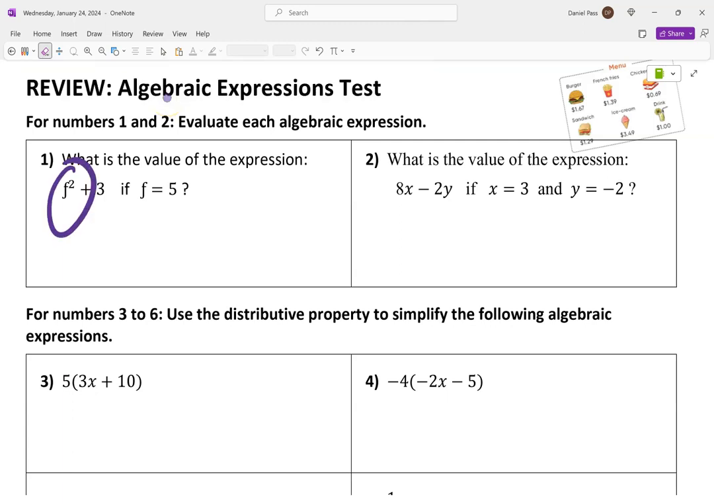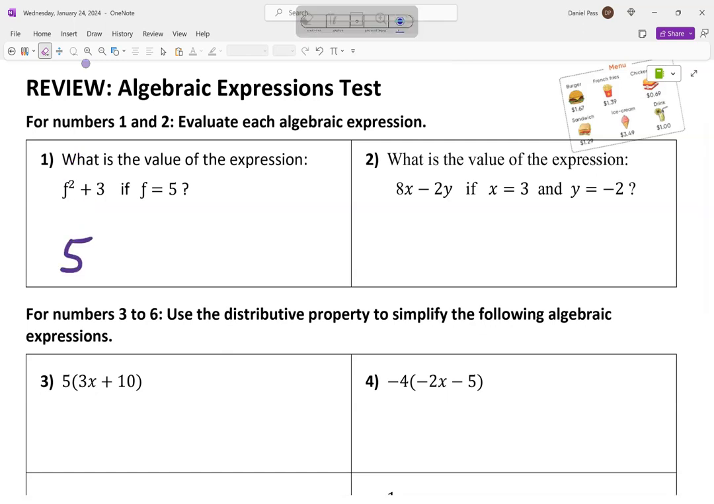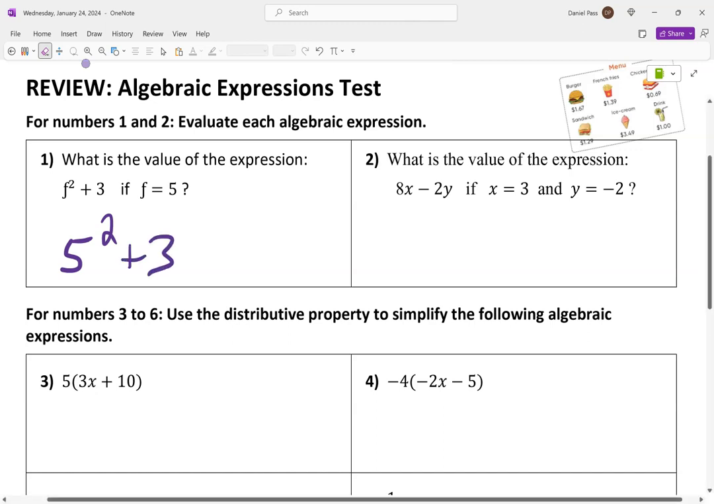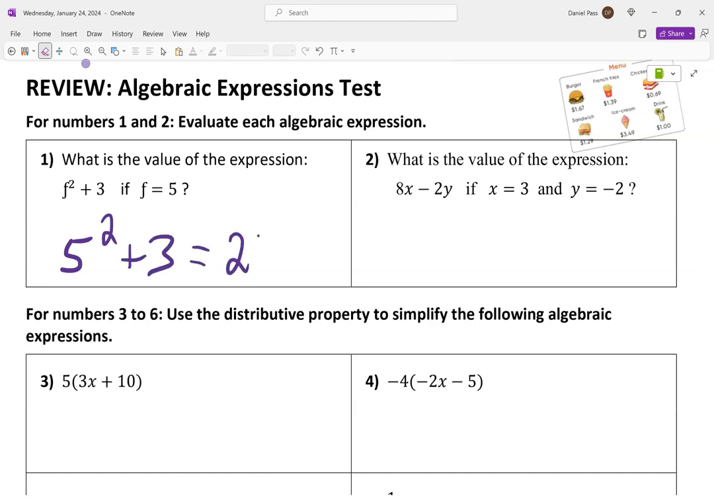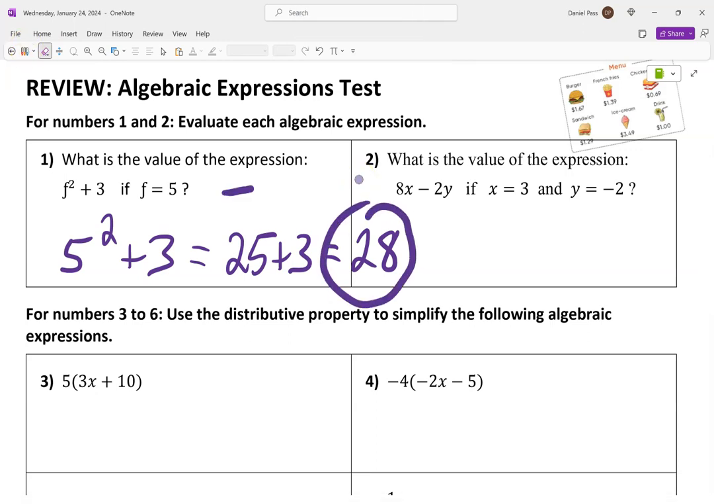We have to know what squared means. What does squared mean? Squared means not times 2. Times 2 is different. Since it's squared, that means 5 times itself. 5 times 5. All right? 25 plus 3, 28. So the answer to number 1 is 28.